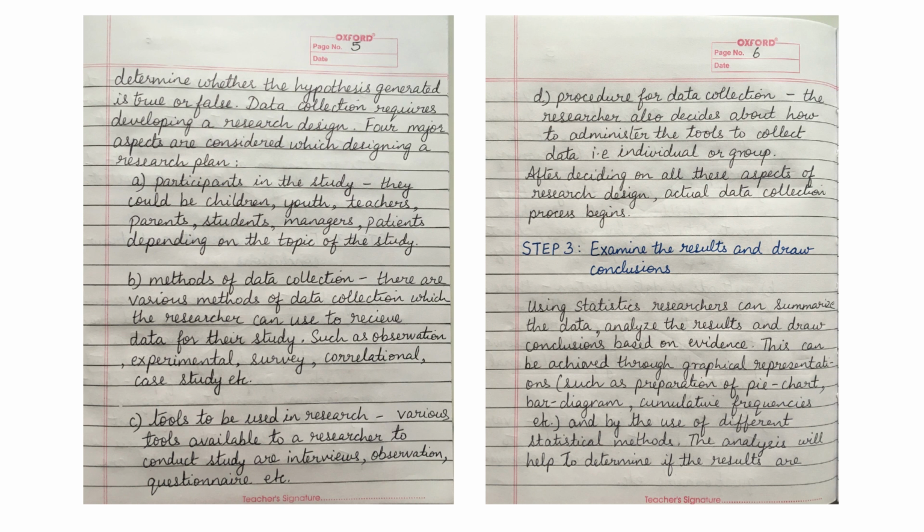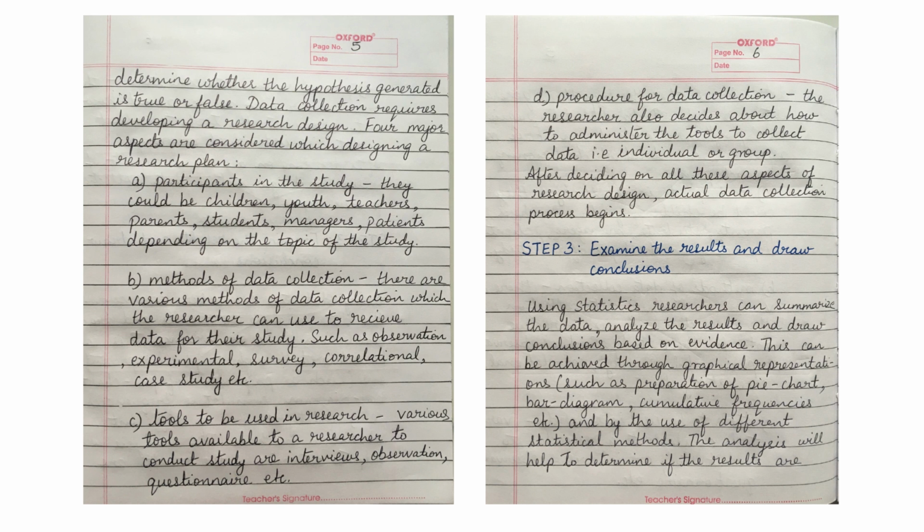B. Methods of data collection. There are various methods of data collection which the researcher can use to receive data for their study, such as observation, experimental, survey, correlational, case study, etc. C. Tools to be used in research. Various tools available to a researcher to conduct study are interviews, observation, questionnaire, etc. D. Procedure for data collection. The researcher also decides about how to administer the tools to collect data, that is, individual or group. After deciding on all these aspects of research design, actual data collection process begins.